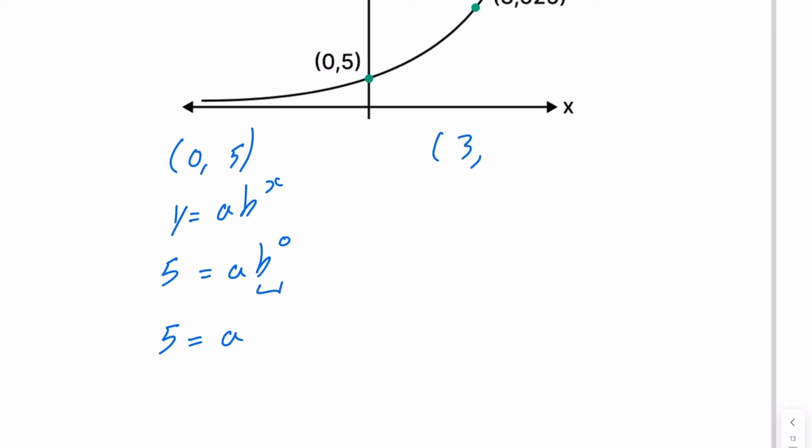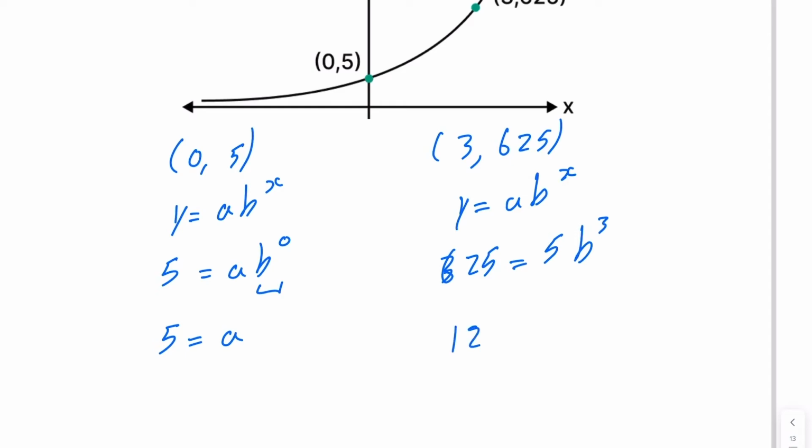And if I look at this coordinate here, we have y is equal to ab^x. If I substitute y in, 625 is equal to ab^3. We know what a is, we've already found that, so that's 5. If I divide each side by 5, I get 125 is equal to b cubed. And if I cube root, which looks like this on your calculator, by the way, if I cube root 125, I get b as 5. So a is 5 and b is 5.